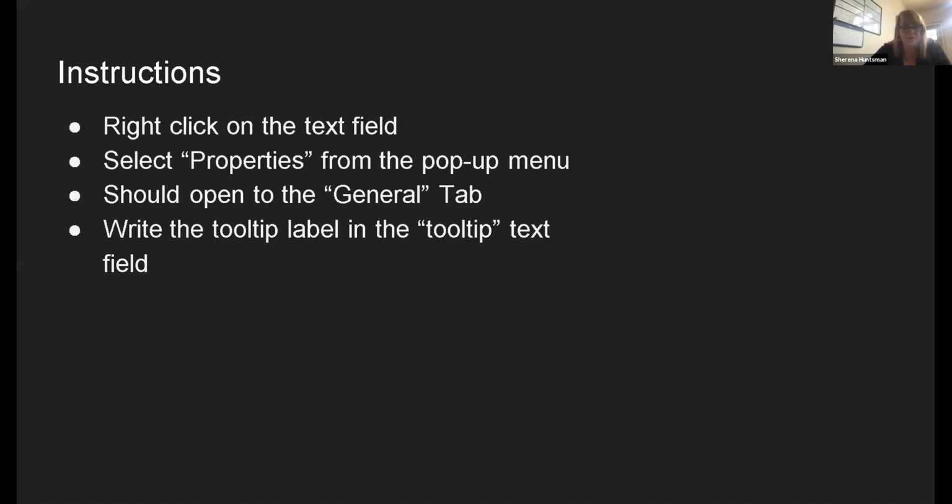So we're going to do more of that work as we move into our document. But basically the instructions are you right click on the text field, you select properties from the pop-up menu. This should generate the general tab. And within that general tab is the tooltip text field. That's exactly where you'll write this tooltip. And we'll need to do that with each one of our questions, much the way that I just explained that we would do with our what tools are available at my agency question.